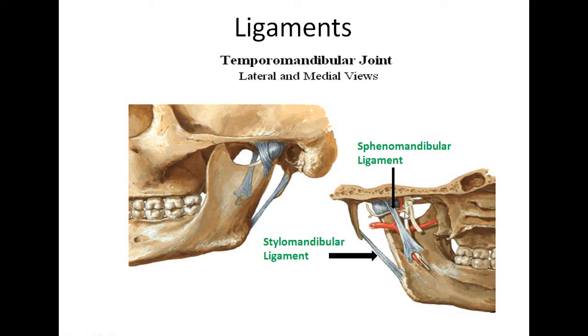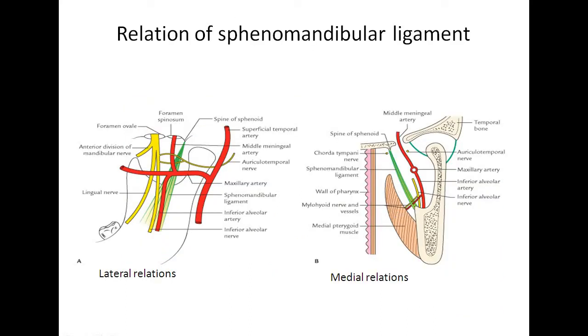Again the same diagram, with the presence of the mandibular nerve and the otic ganglion. These are the 2 roots of the auriculotemporal nerve present over here. We will see the relations of the spinomandibular ligament. What are its medial and what are its lateral relations?